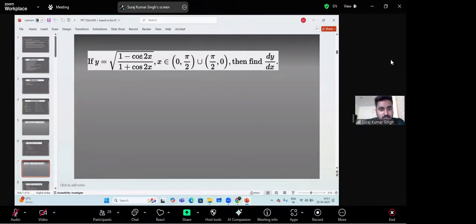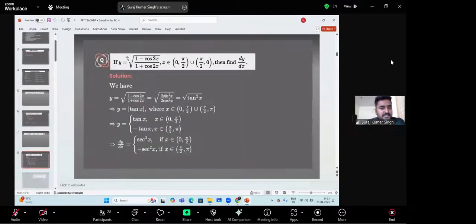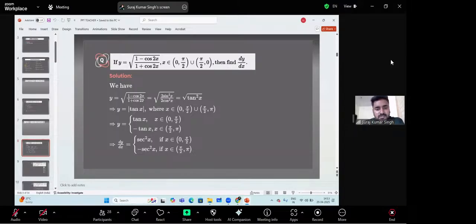So here again the difficulties will be faced by the students. They will think about 1 minus cos 2x. They ask the teachers, sir, how can I write 1 minus cos 2x, because they don't know the basic level. So at the basic level, we should tell them 1 minus cos 2x will be 2 sin square x, and we should say 1 plus cos 2x is 2 cos square x. 2 will be cancelled, then tan square x.